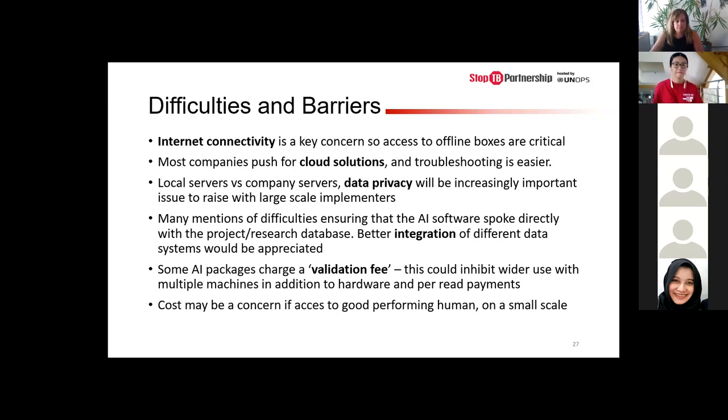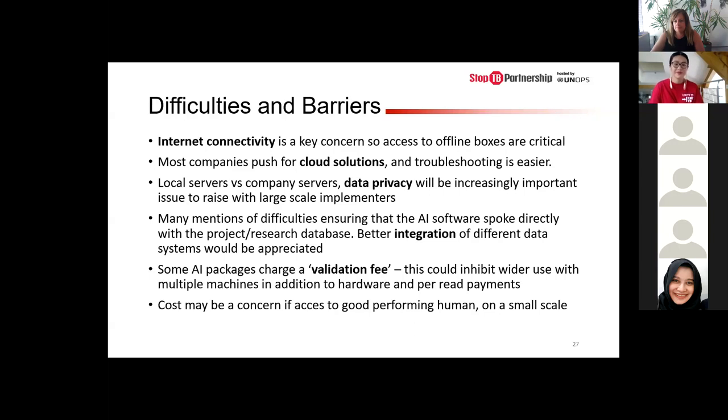Zhijian also mentioned the validation fee. If you're trying to do this in a hospital system and you have to validate each individual hospital because they have many different machines, different makes and models, the costs, if that fee is charged, could be very quickly quite high, and it was something that was mentioned by users that could be a frustration.